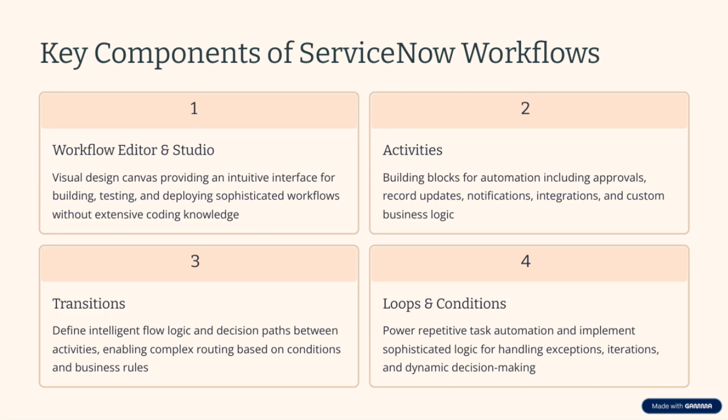First, we have Power, which enables us to automate repetitive tasks and implement sophisticated logic. This is crucial for handling exceptions, iterations, and making dynamic decisions within our workflows. Next, we have loops and conditions. These are what allow us to define intelligent flow logic and decision paths between activities. This means we can create complex routing based on specific conditions and business rules, making our workflows smarter and more adaptable. Then there are transitions.